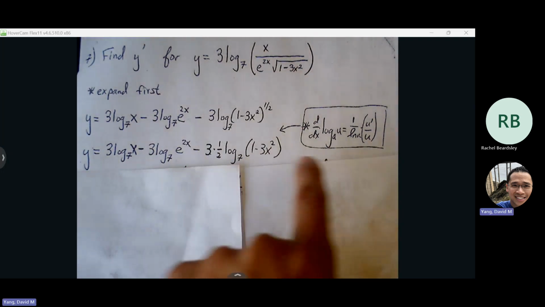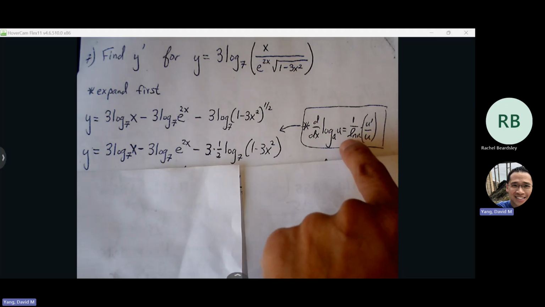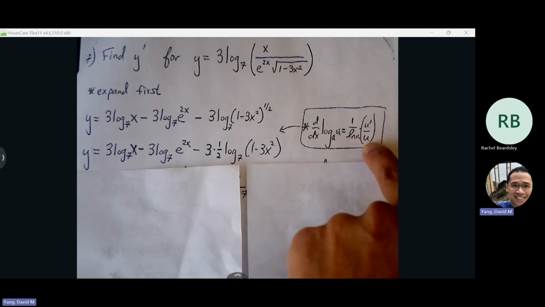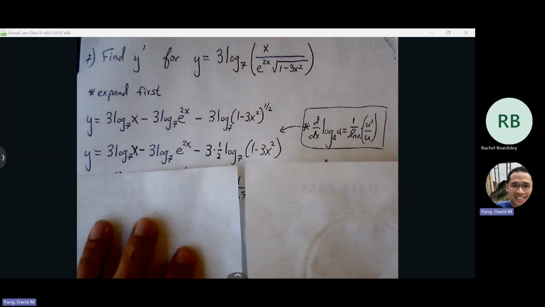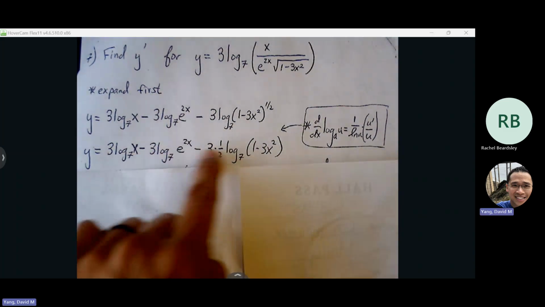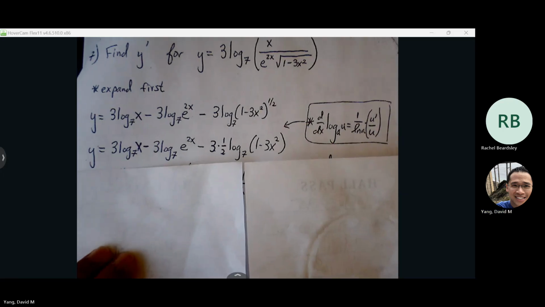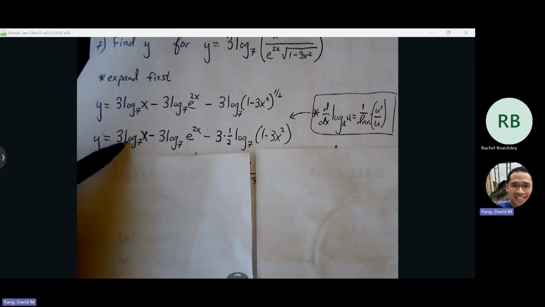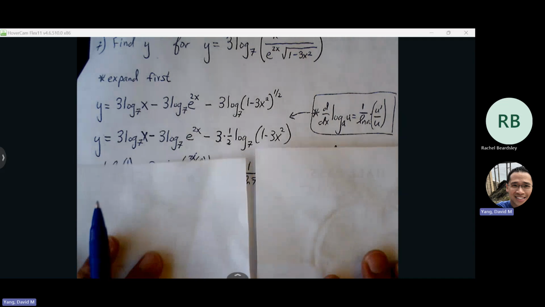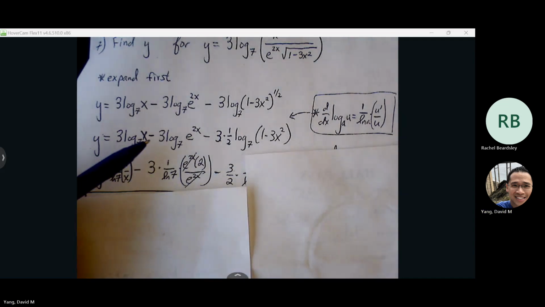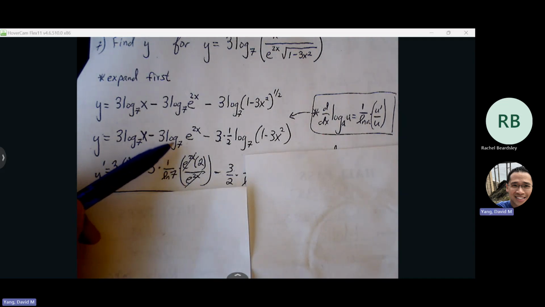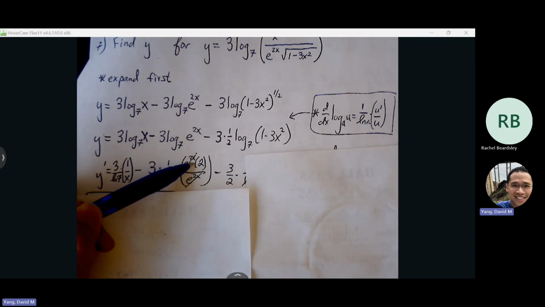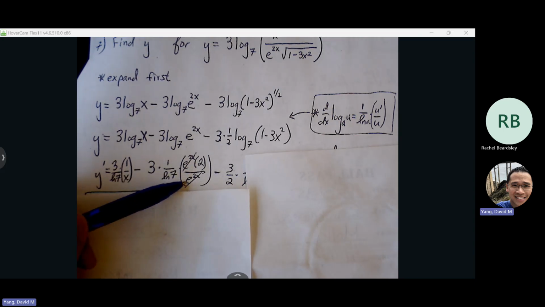Every one of these terms will apply log base a of u: 1 over natural log of a times u prime over u. All right, any questions up to this final step before derivative? Okay, so the 3 is going to stay. Log base 7 turns into 1 over natural log of 7. U prime over u, so that becomes 1 over x. 3 stays for the second term, 1 over natural log of 7. U prime over u, the derivative for e to the 2x is e to the 2x times 2 over u. U is the original function, so e to the 2x.